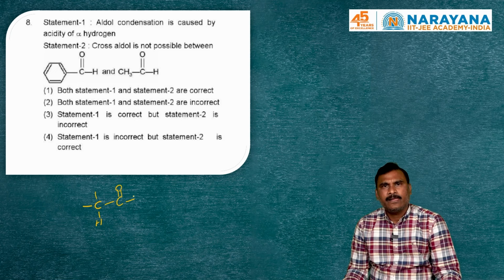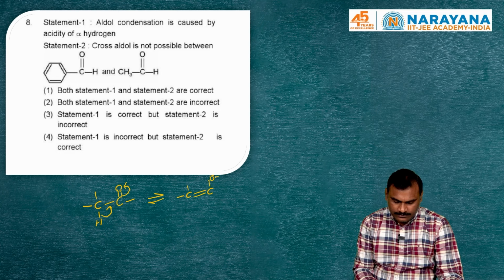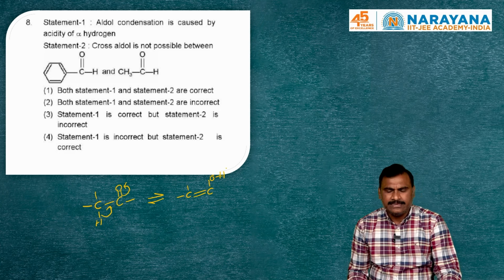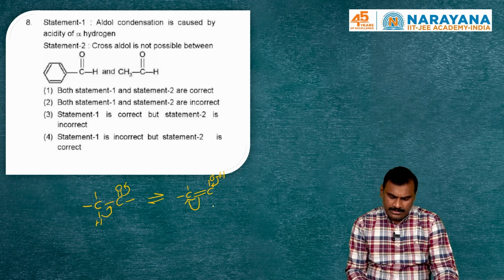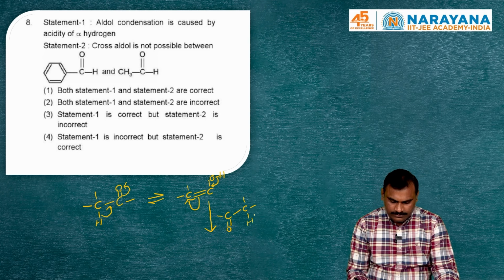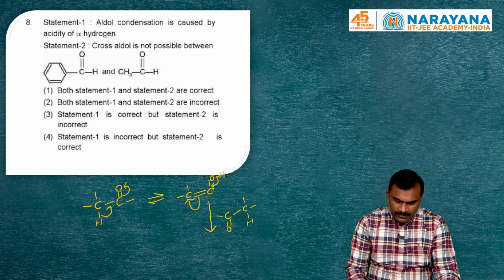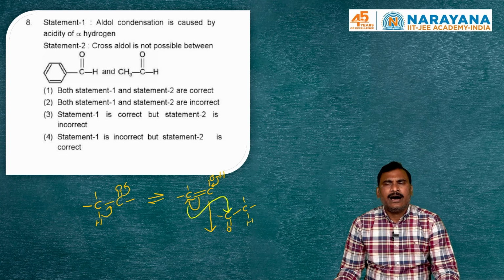Yes, students. Now this alpha hydrogen tautomerizes in the presence of base, like this. Now the base will come and take this. Now here it is going to attack another carbonyl. So it is going to proceed like this. This is the mechanism involved in aldol condensation.